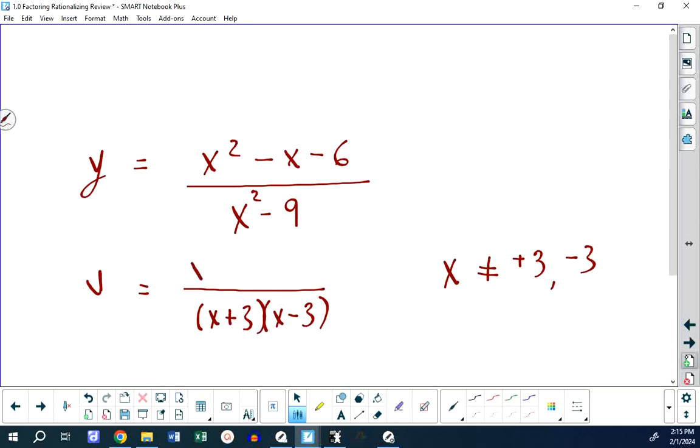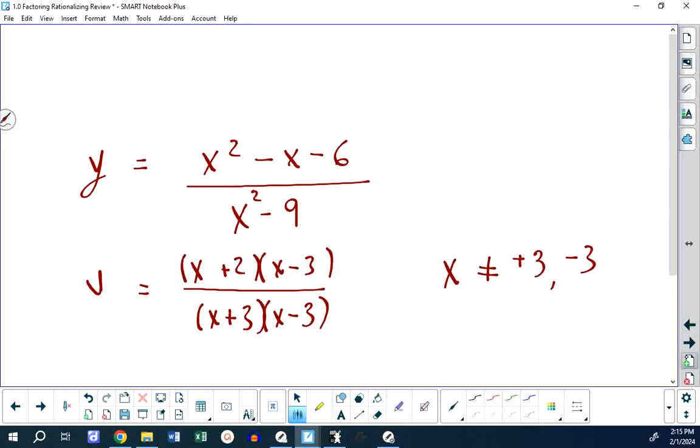But the top factors as well. And the top doesn't change these non-permissible values. It doesn't. The fact that it's over x plus 3 and it's over x minus 3 means you cannot have these values of x. I don't care what happens. But the top factors into x plus 2, x minus 3.